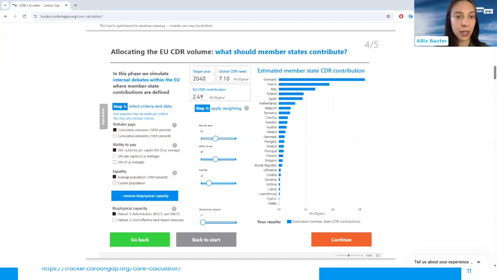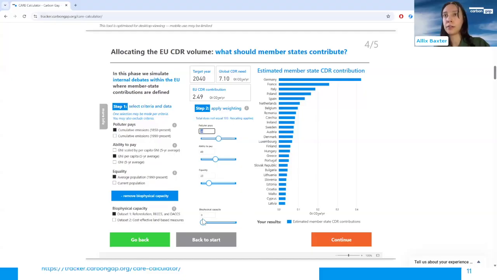Okay, so cumulative emissions again is high. Again, GNI per capita. Equality from 1990. And people do want to include data set 1, okay? And for weighting, we have, oh, we didn't quite get to the weighting, but I will make maybe an equal. Yeah, thank you very much.